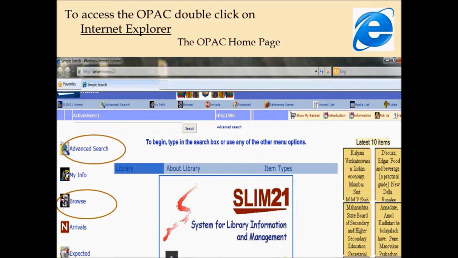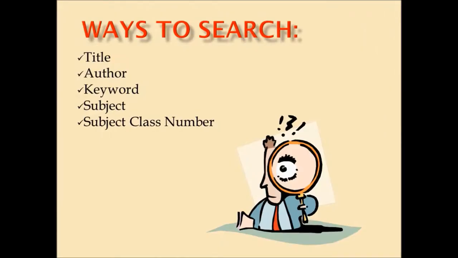To go to the OPAC, we have to first click or double click on the Internet Explorer icon, and this is the home page which would be displayed. I've highlighted the advanced and browse section.